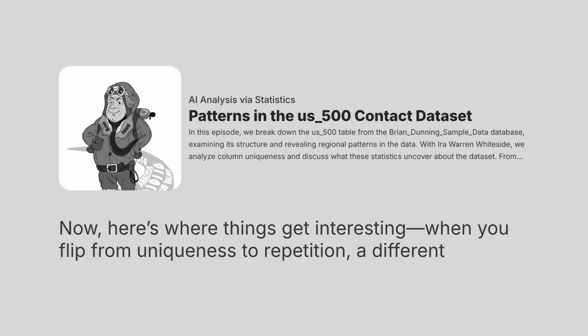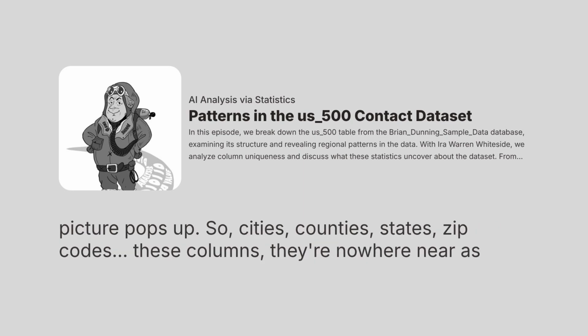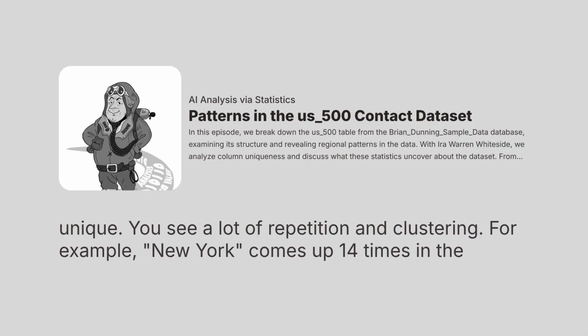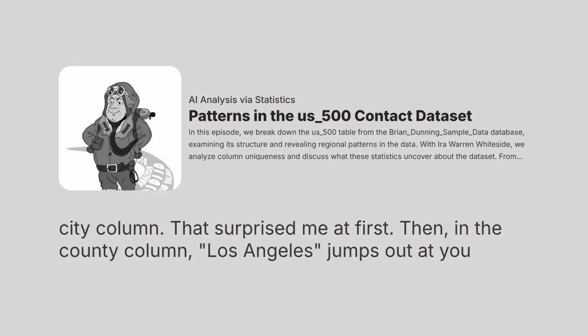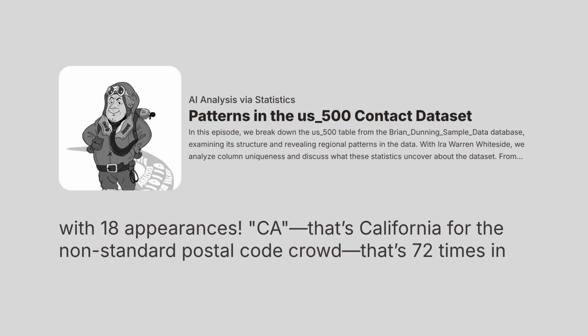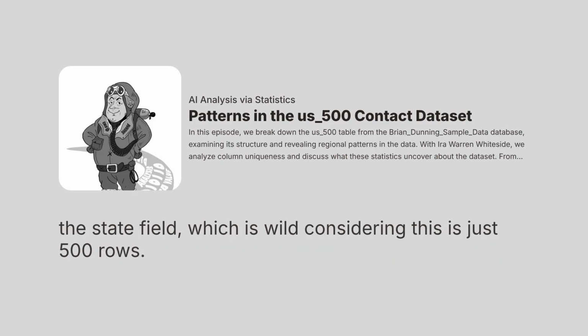Now here's where things get interesting. When you flip from uniqueness to repetition, a different picture pops up. Cities, counties, states, zip codes, these columns are nowhere near as unique. You see a lot of repetition and clustering. For example, New York comes up 14 times in the city column. That surprised me at first. Then in the county column, Los Angeles jumps out at you with 18 appearances. CA, that's California for the non-standard postal code crowd, appears 72 times in the state field, which is wild considering this is just 500 rows.